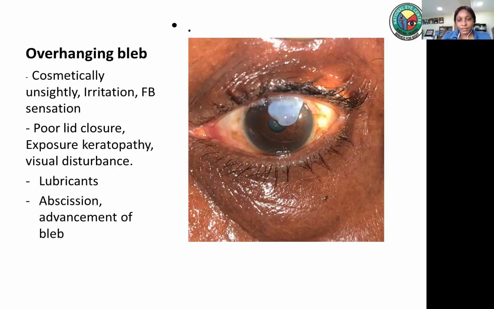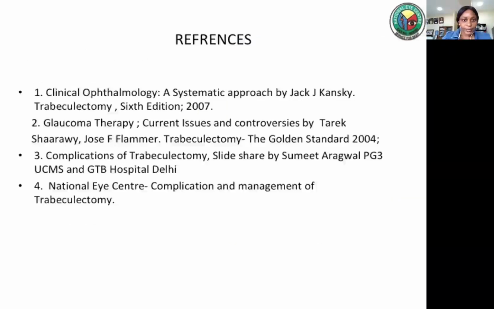However, subsequently, you have to excise the overhanging bleb, then advance the conjunctiva, and then close up the bleb. Of recent, I've hardly seen people with overhanging blebs. This is one of our patients that came in some years back, and then we did excision and then advancement of the bleb, and the patient is fine. Okay, so I think that's basically all I have for us. Thank you very much for listening.